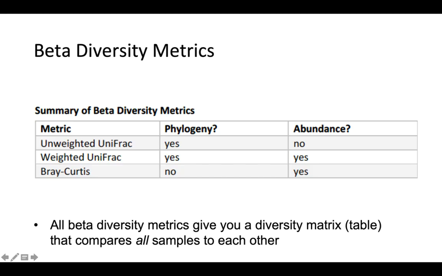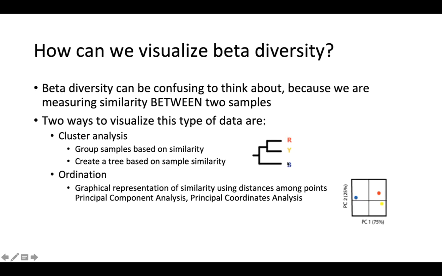There are 2 ways to visualize this type of data. The first one is a cluster analysis, where you take your samples and make a phylogenetic tree comparing your samples to each other. The red and yellow sample in this case are very similar to each other, so they're next to each other on this tree, and this blue sample is more different, so it's further away on the tree. So that's a cluster, or a hierarchical clustering.